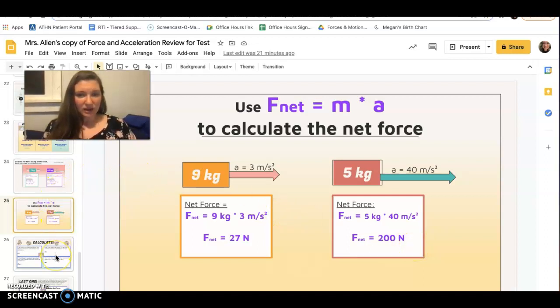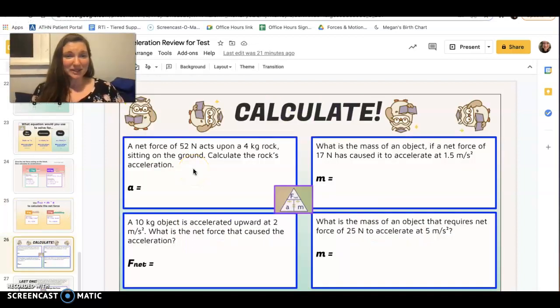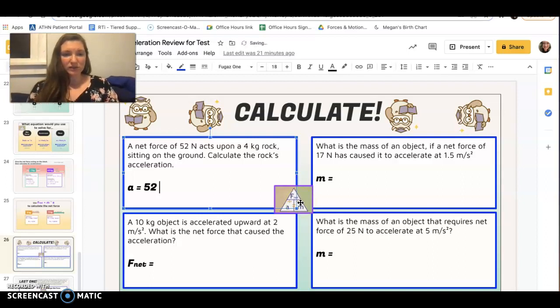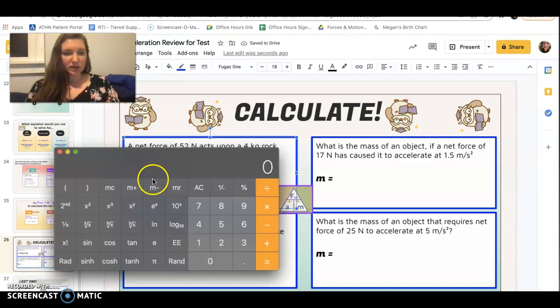And now going on to the next one. Okay, a net force of 52 newtons acts upon a 4 kilogram rock sitting on the ground. Calculate the rock's acceleration. So A equals F net divided by M. Okay, so net force is 52 newtons divided by 4 kilograms. Here comes my trusty calculator.